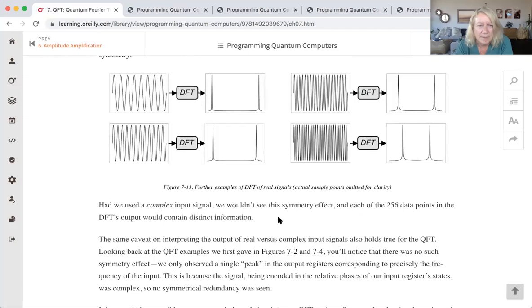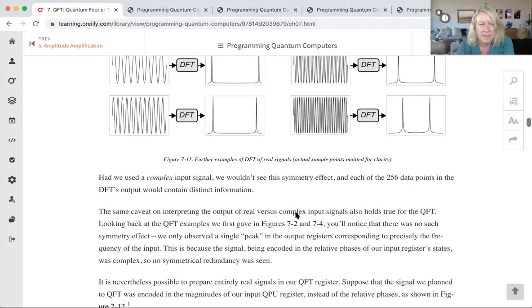And now it talks about, had we used a complex input signal, that's where we're going in this chapter, because there wasn't enough already, we wouldn't see this symmetry effect, and each of the 256 data points would contain distinct information. That's actually a super important point, because they're leading us along with symmetry so that we can get the concept, but in the real world, we're usually going to have complex signals. It's going to be a lot more messy.